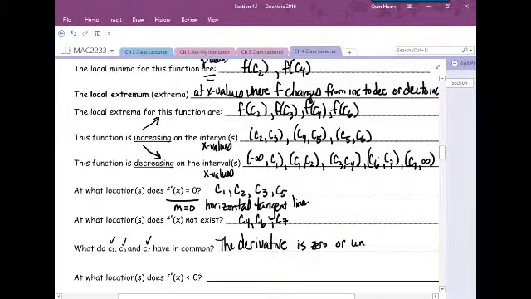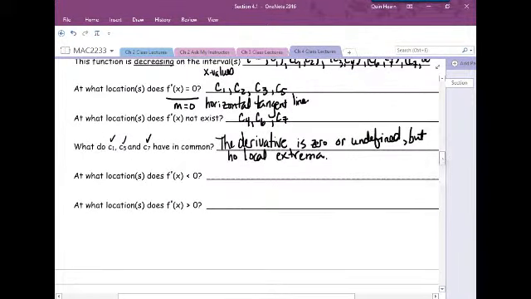So we have the derivative is 0 or undefined, but we have no local extrema. Okay, so this is important to understand. We're not guaranteed to have a local max or a local min at every single place where the derivative is 0 or undefined. But if you have a local max or local min, then it must have been that the derivative was 0 or undefined. The other way around is not true.